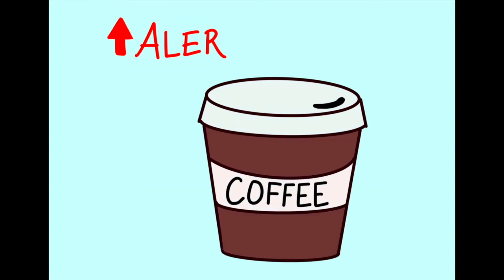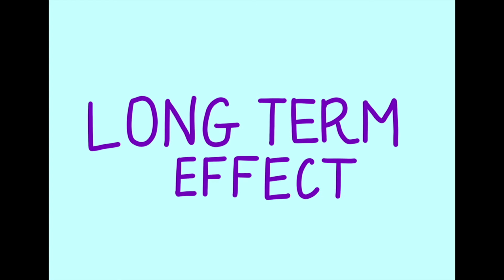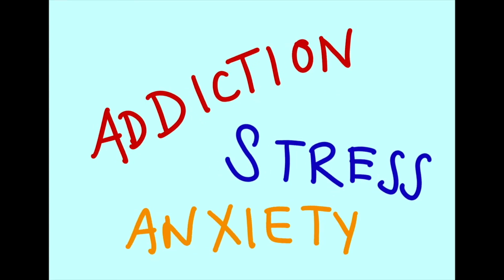For example, a stimulant like coffee can raise your alertness and speed up your heart rate. Paired with these short-term effects are long-term effects from frequent use. These effects aren't very good, as they include addiction, anxiety, and stress. We'll talk more about addiction later on.